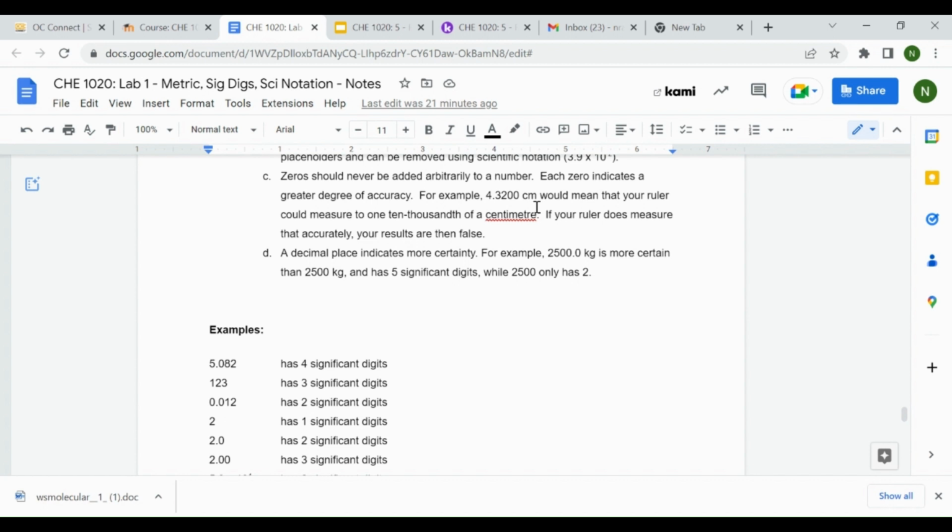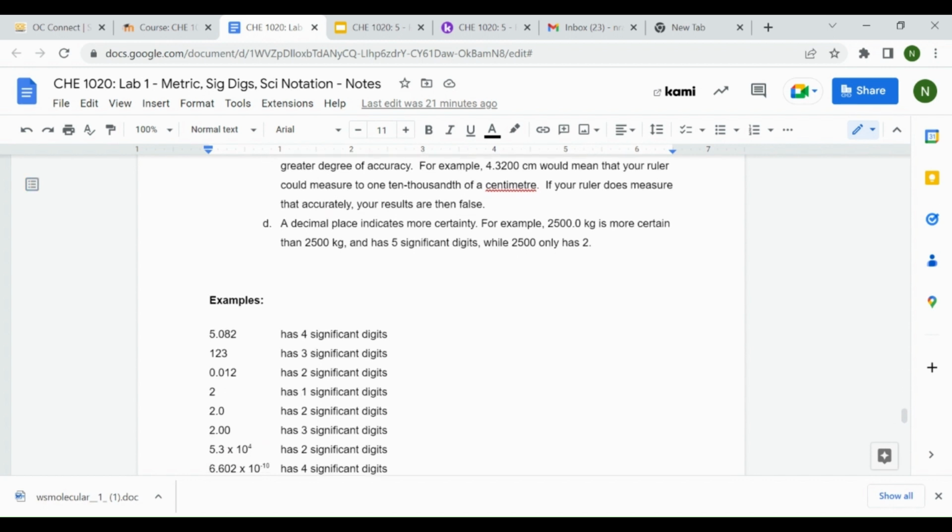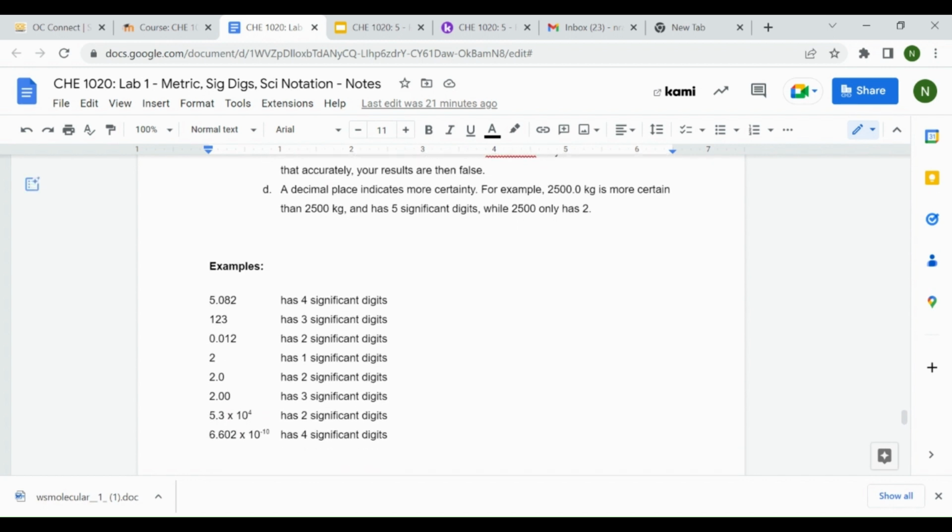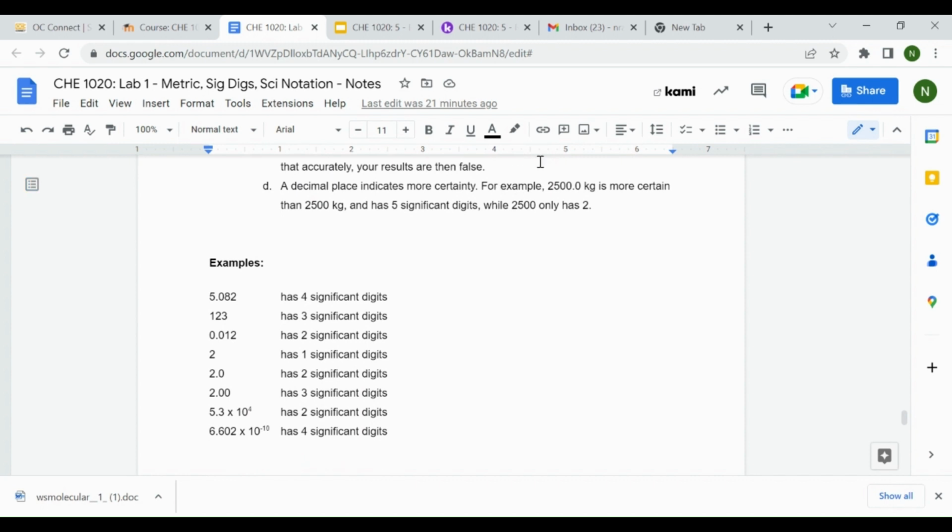Okay, it has to do with certainty. So a decimal place indicates more certainty. For example, if we take a look at this value, this means that this was measured to the tenths of a kilogram. This is more precise. This is a more precise measurement than 2,500 kilograms because this is just rounded to the nearest kilogram, right?